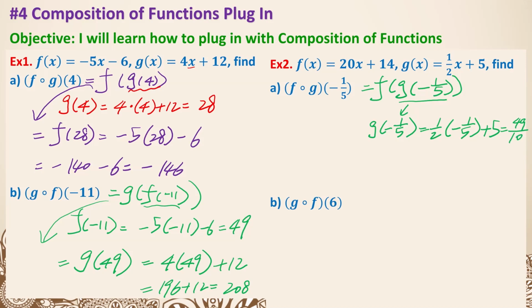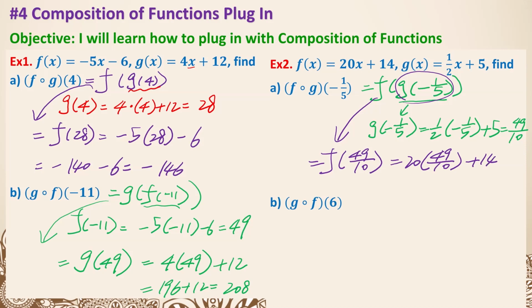And afterwards, we're going to now put it back in here. We already know that is going to be replaced with a 49/10. So we're actually finding f of 49/10. It's 20 times 49/10 plus 14, which is 98 plus 14, and it's 112. There you go. Next, g of f of 6.